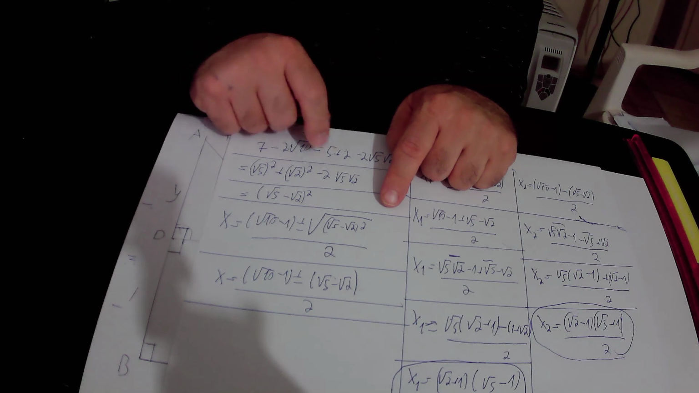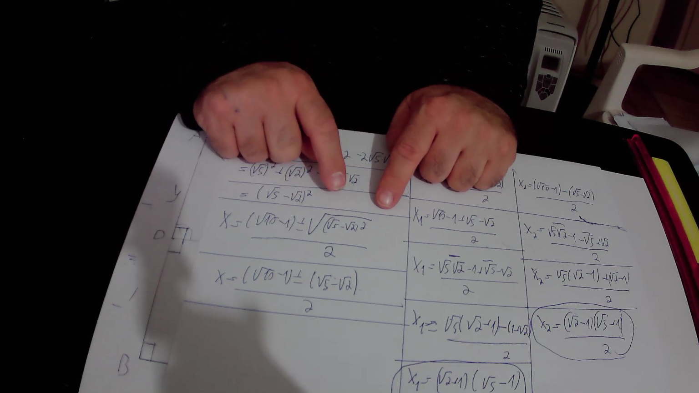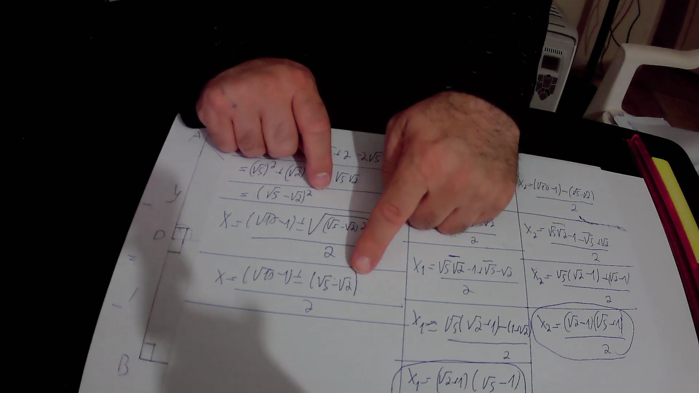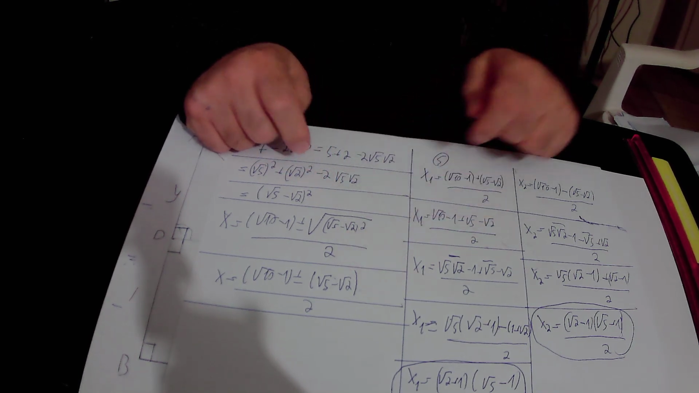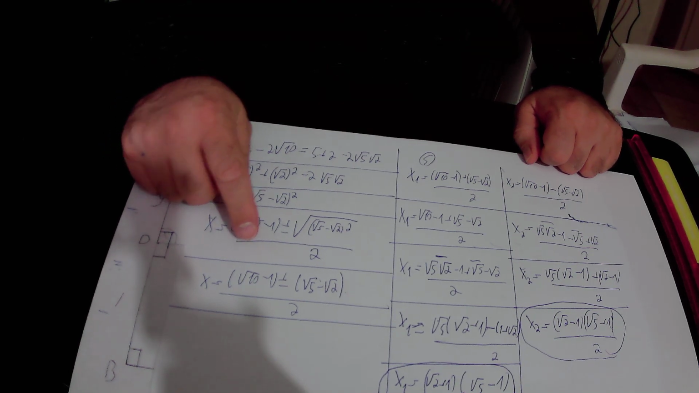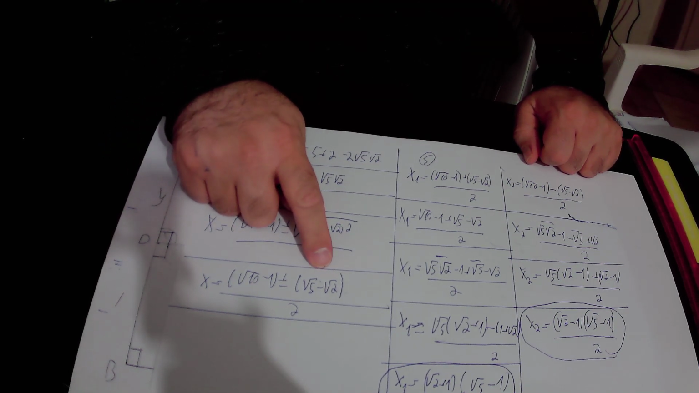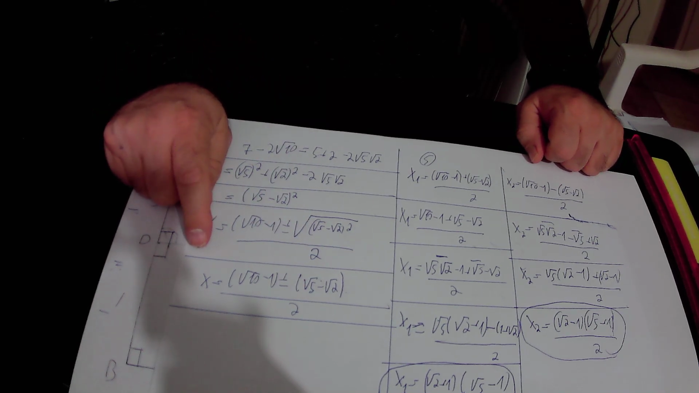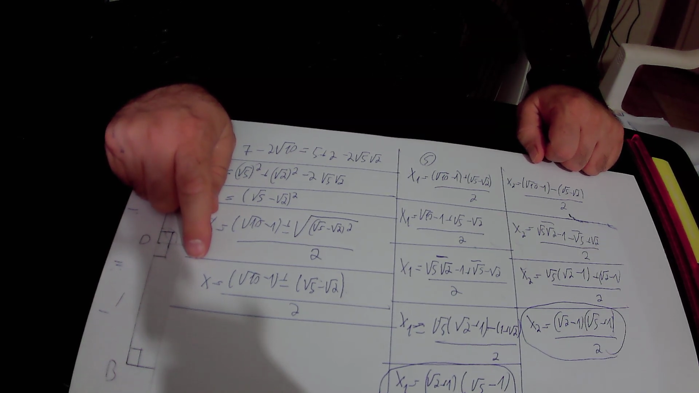But we have root and square, and the square cancels the root, and we are left only with square root of 5 minus square root of 2. So in conclusion, we found out that x equals square root of 10 minus 1 plus or minus square root of 5 minus square root of 2, over 2. So we have two possible solutions. We define the first solution as x1 and the second solution as x2.